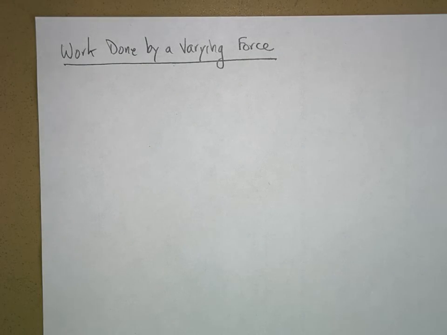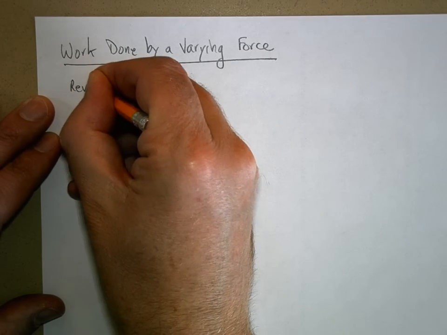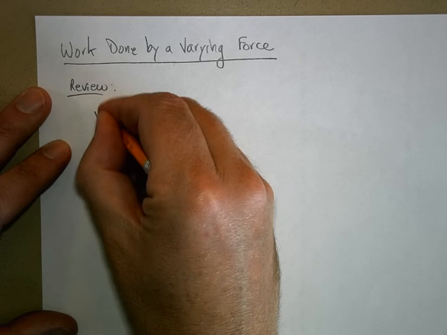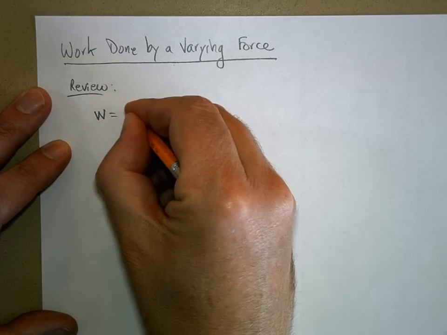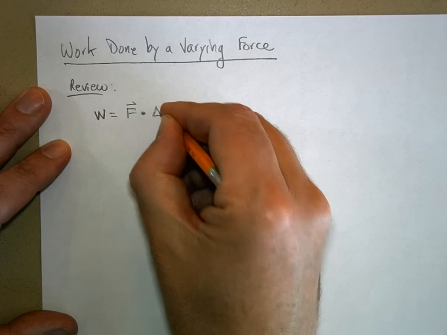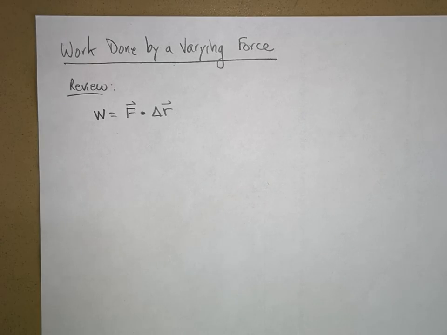Let's talk about the work done by a varying force. Okay, so let's review a little bit. We've talked about the definition for work, and this is our definition of work so far. Work is equal to a force dotted with a displacement. Okay, F dot delta R. Now this is the dot product we talked about last time.